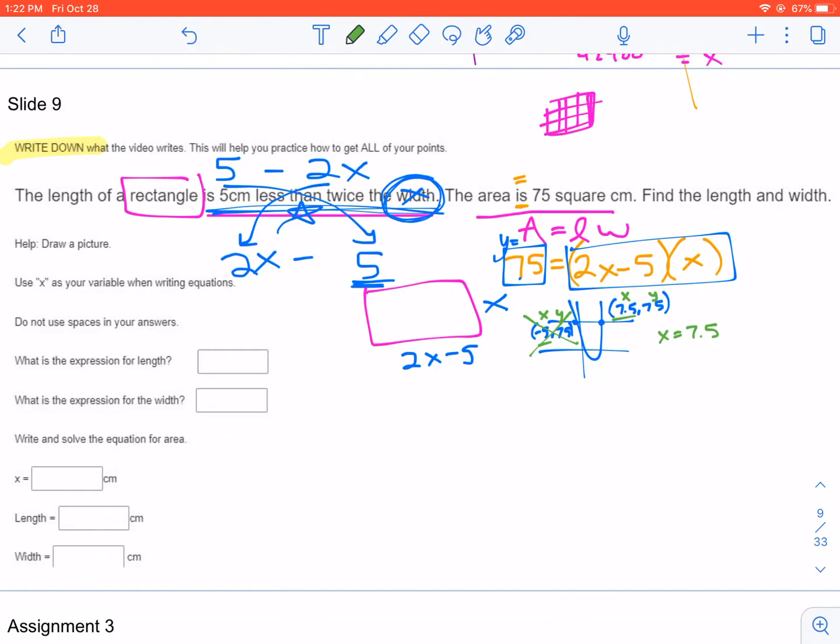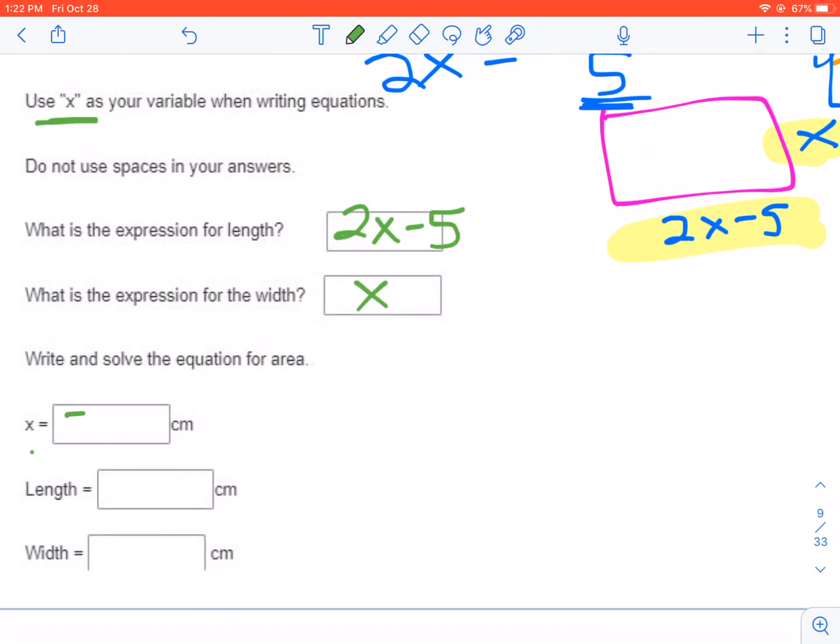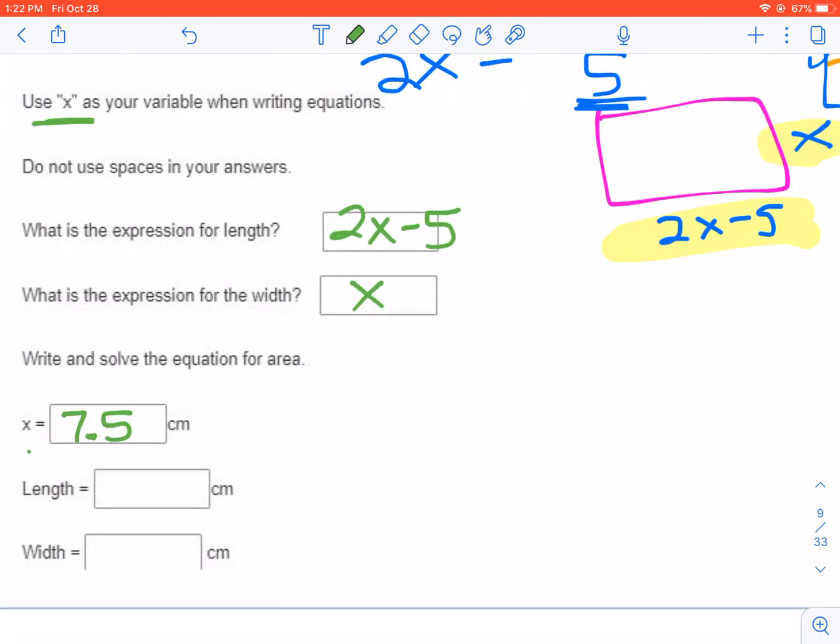What is the expression for the length? And the length, we said, was 2x minus 5. So we're going to write that in, 2x minus 5. What is the expression for the width? That's the other side. We're going to call that x. And in the question, I'm telling you to use x as your variable to make sure that they're coded the same. If you don't use x, it's not going to be counted as correct. All right, so we did the next part, and we actually have what x equals, so we can fill that in. 7.5. And that's 7.5 centimeters.